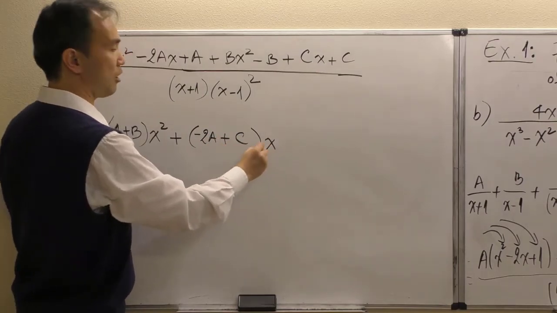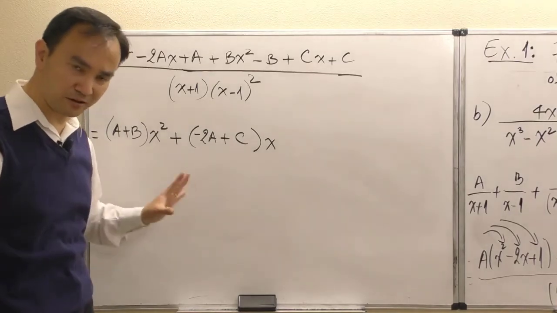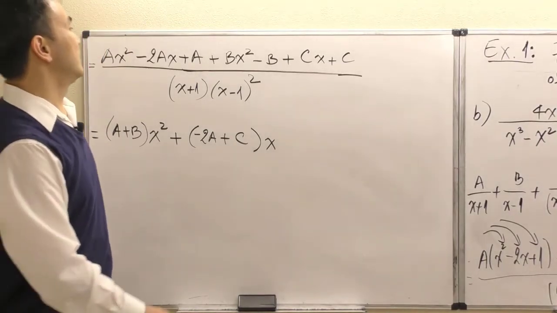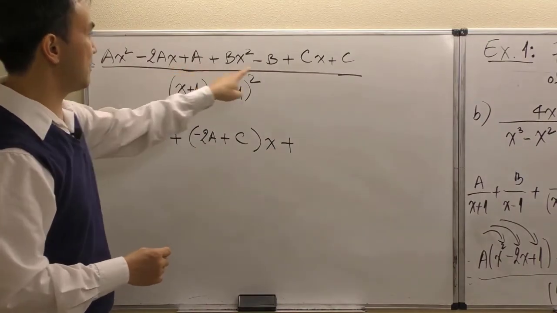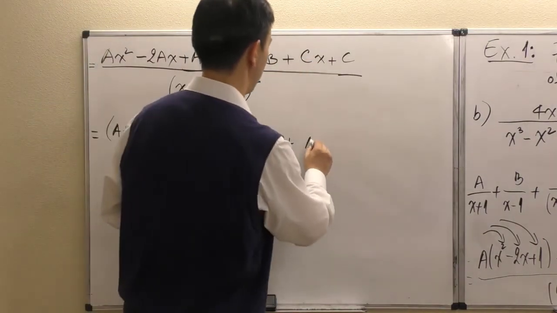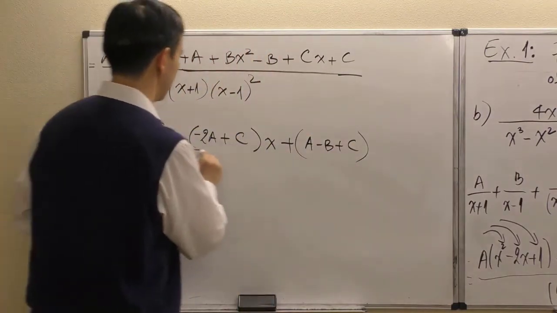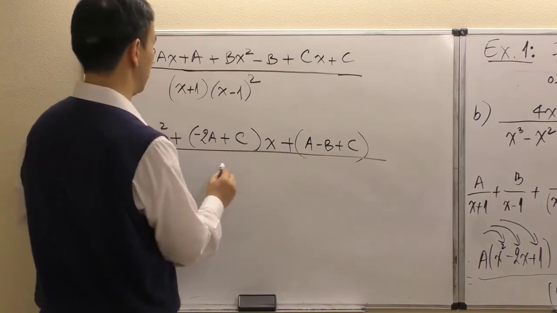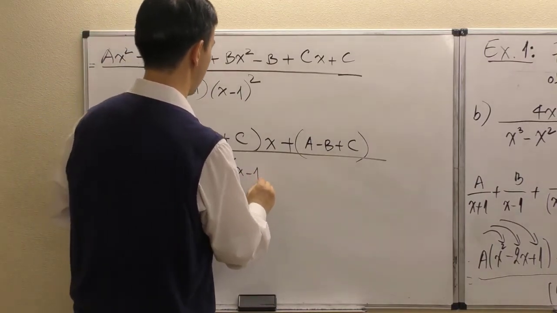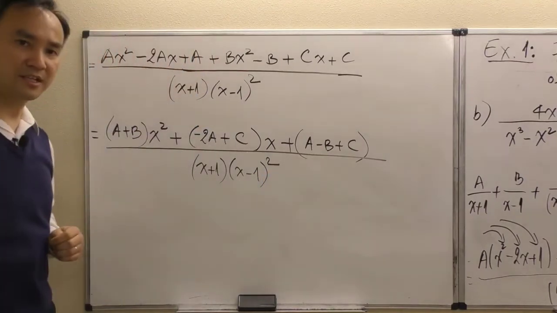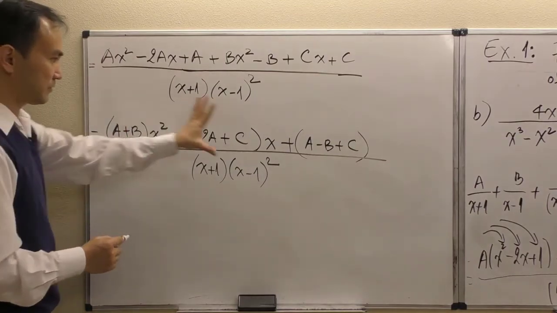You really have to constantly watch out for your algebra. I do make algebra errors in my lectures as well. Okay, and then plus, and the next one here is we got the constant term a minus b plus c. Okay, a minus b plus c as a constant term added to that, and all of this here is over x plus 1 times x minus 1 all squared.